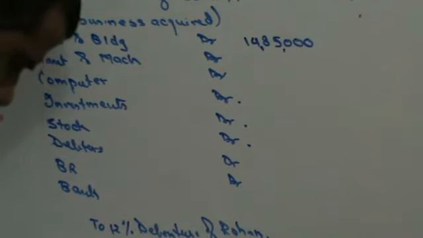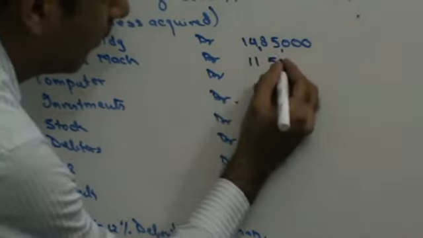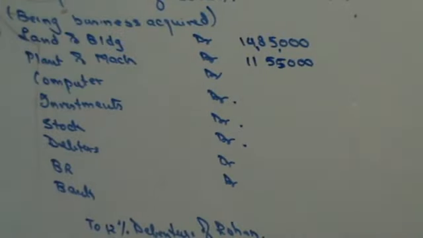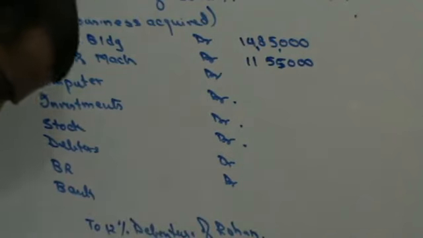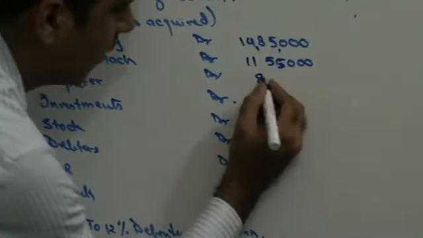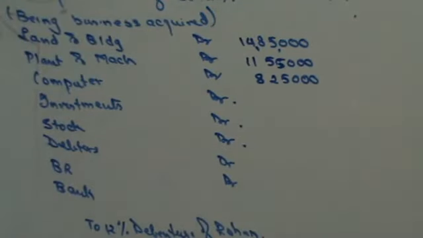This is going to be 10,50,000. So this should be 1,50,000 more. Right? 10% is going to be 11,55,000. Okay. Next, computer. Computer is 3 and 4, 7,50,000. 10% more, 75,000, 8,25,000. Right? That's computer. Next, investments.